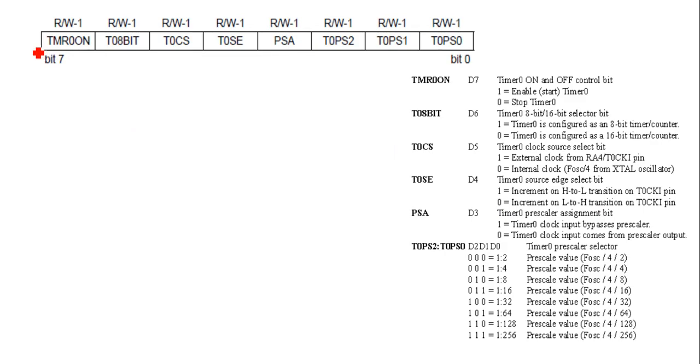T0CON register combination. If I choose Timer 0 as a 16-bit timer without prescaler, what are the bits we have to consider? The first condition is that it is a 16-bit timer. 16-bit timer means this T08BIT bit will be 0. Without prescaler means you are bypassing the prescaler, so use this one bit. Now you are using the internal clock. We are using this as a timer delay, so we have to use the internal clock, so this bit is also 0. Then we are not using an external clock, so this bit is a don't care condition, or put 0.